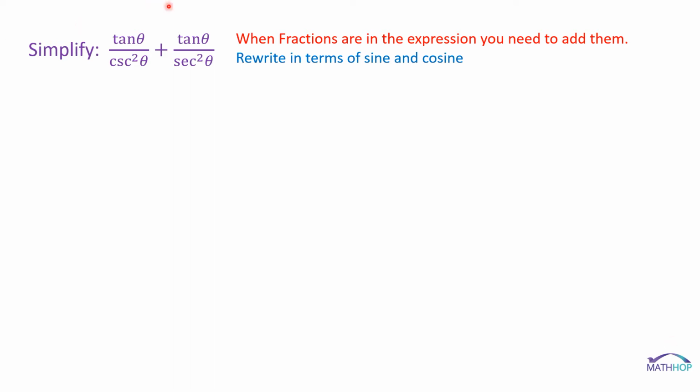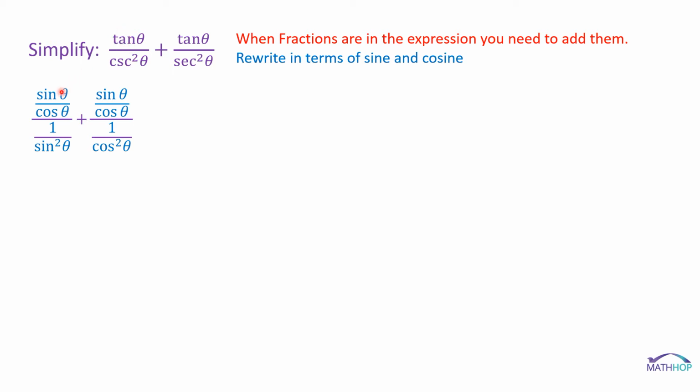We have tangent, we know we can rewrite that. We have cosecant, we know that's the reciprocal of sine. We have secant, we know that's the reciprocal of cosine. We know that we can rewrite every single term here in terms of sine and cosine, so that's our first step. Our numerators are now sine over cosine, and yes, we're pretty used to having a fraction in each part of our fraction now, right? A fraction in the numerator, a fraction in the denominator.